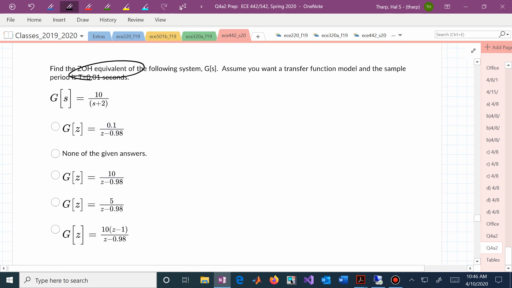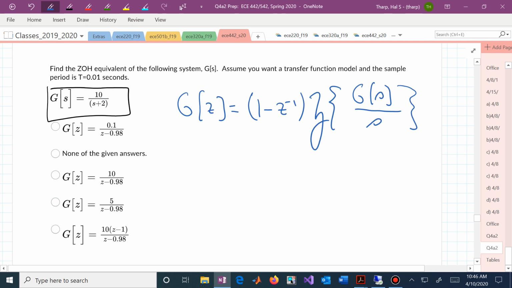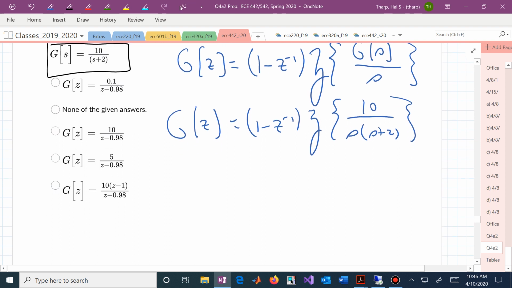Now we want a zero-order hold equivalent of the following system. Here is our system. It's a first-order system, and assume you want a transfer function model. So now that should immediately say, oh, I need this G of z. That's 1 minus z inverse times the z transform of G of s over s. So I now have to find the z transform of this expression.